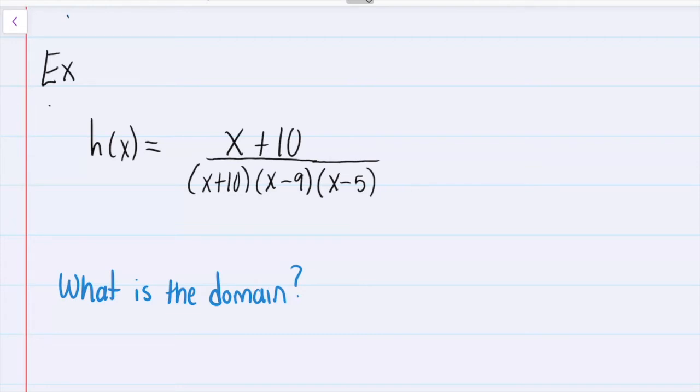What is domain, guys? It's basically our x. What can we plug in to get an answer that's true? Well, a fraction has something interesting about it that you need to remember. Now, with your calculator, what would happen if you were to do this? What's 5 divided by 0? If you do it on your calculator, you're going to see something like error.